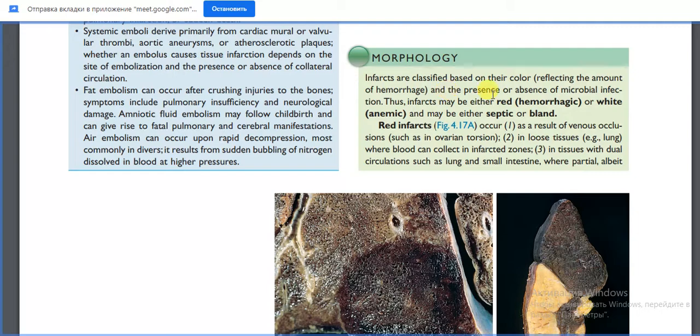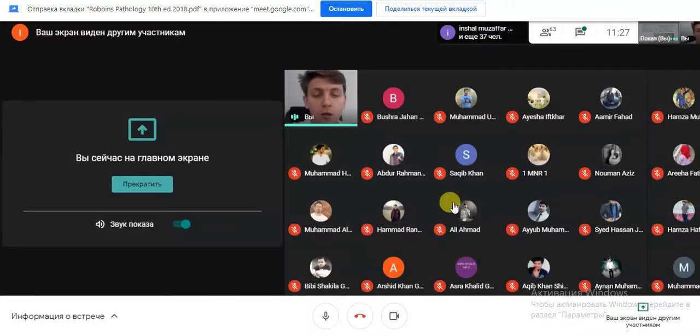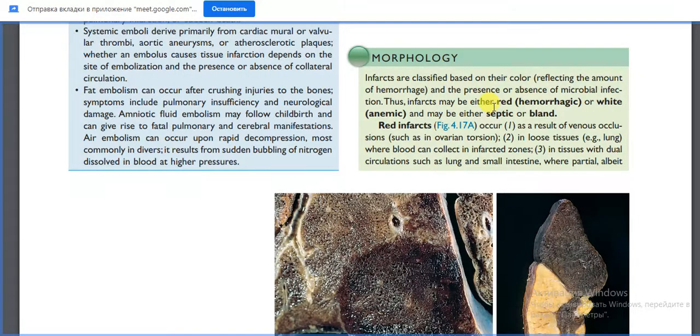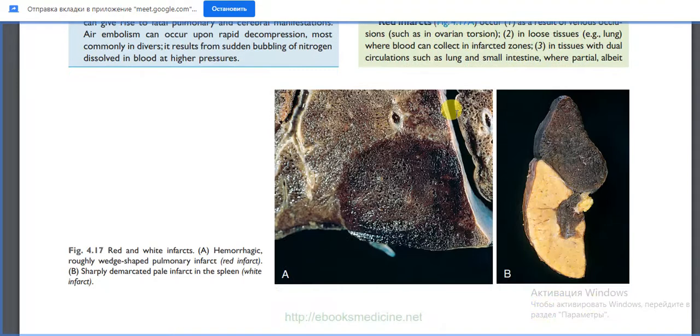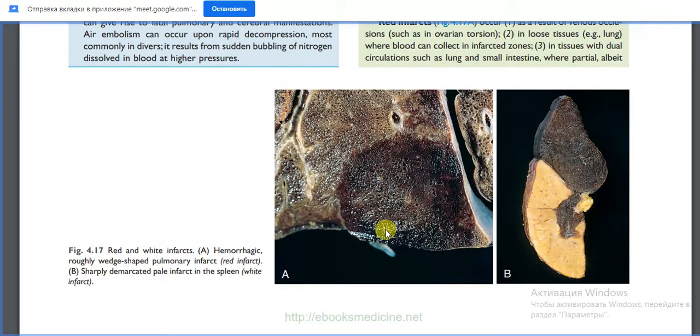First of all, we classify infarcts according to their appearance, so according to color. The color of infarcts might be red, white, and septic, also known as blend. Here we see these examples. This is a red infarction, this is a white infarction. So what is a red infarction? Red infarction happens in a hemorrhagic way.